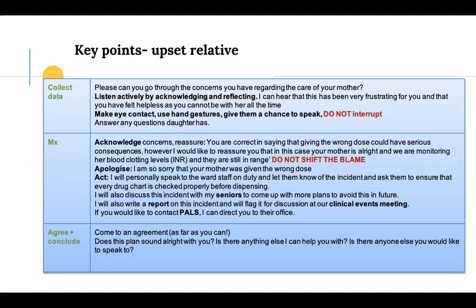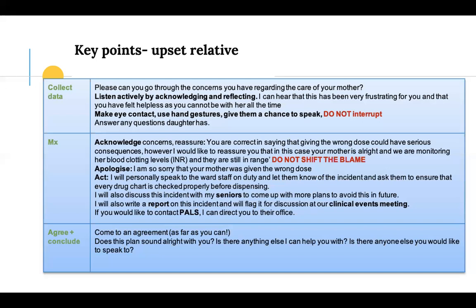So we'll just go through what I had put down here. We went through the concerns. So you'd ask them, please, can you go through the concerns you have regarding the care of your mother? Listen actively by acknowledging and reflecting. So you could say something like, I can hear this has been very frustrating for you, and that you must have felt really helpless because you obviously can't be with your mom all the time while she's in hospital. And this is something we couldn't really do over Zoom, but make sure you are making eye contact. You can use hand gestures if you want to, it's not a must. And then give them a chance to speak, which I think you did really well. You didn't interrupt me at all. And you did ask if I had any questions.